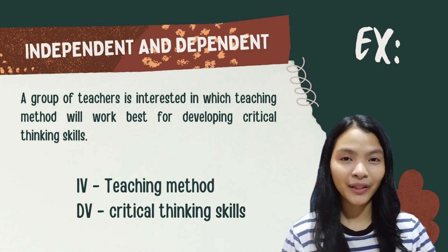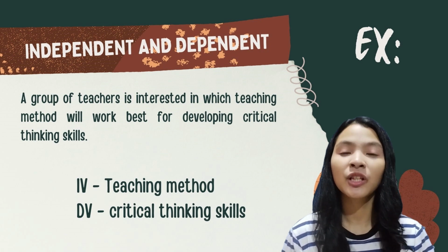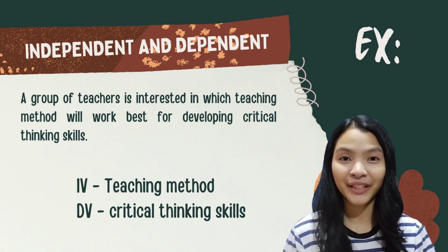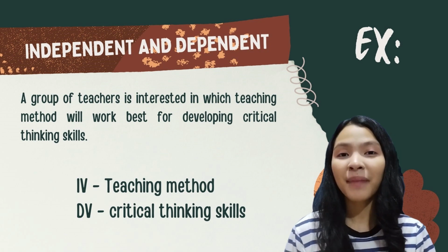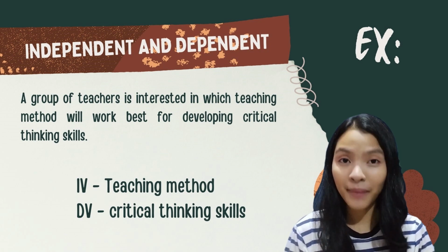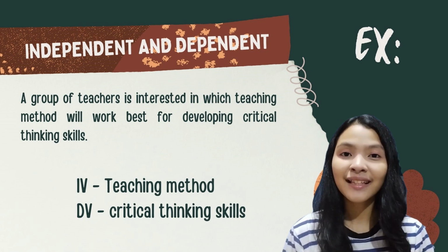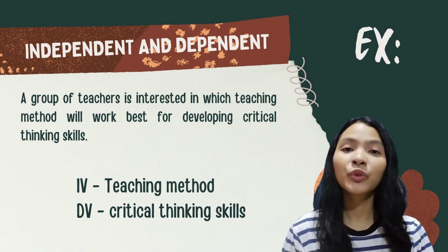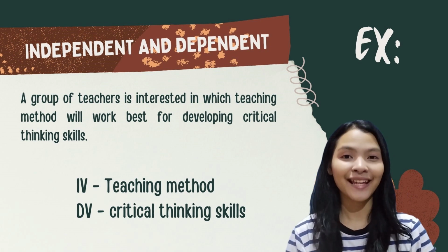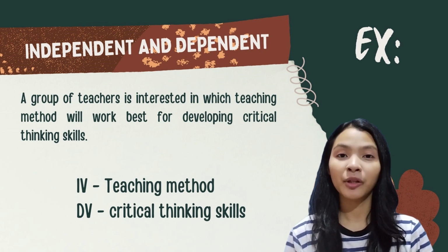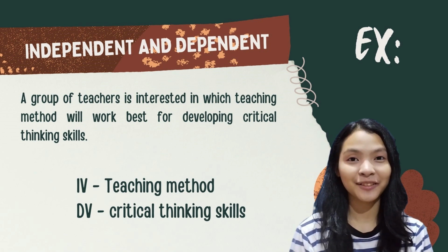Take this for example. A group of teachers is interested in which teaching method will work best for developing critical thinking skills. So in this example, the teaching method is the one that is being manipulated, which means it is the independent variable. Then, the dependent variable would be the critical thinking skills. To not complicate things, the independent variable is the cause. The dependent variable is the effect.